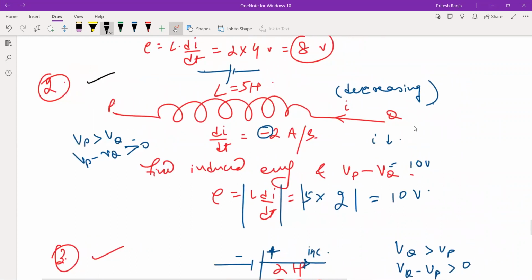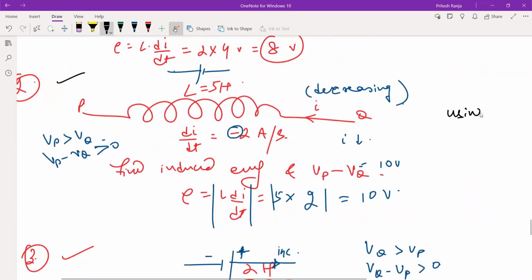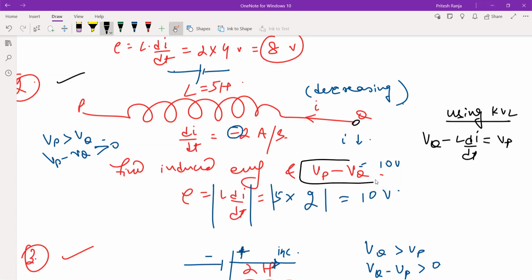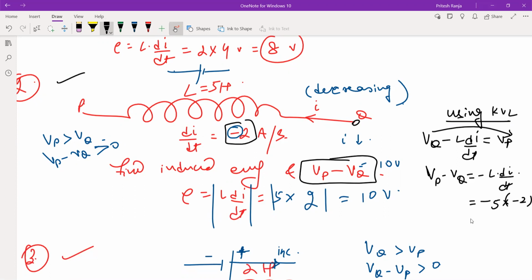Let us use KVL here. The last one, let us just use KVL. So we start at this point. Vq minus L di by dt is equal to Vp, right? So we have to find Vp minus Vq. So again we have to take this to the right side. What will it become? Vp minus Vq is negative L di by dt. So let us put the value. Negative L, which is 5, di by dt is minus 2. Minus 5 times minus 2 is 10 volt, and look, the same answer came out.